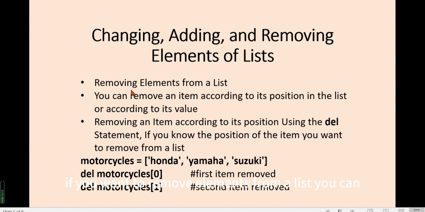If you want to remove elements from a list, you can remove an item according to its position in the list or according to its value. If you want to remove an item according to its position, you know the position, then you can use the del statement. For example, motorcycles has 3 items. Then we use del motorcycles 0, then the first item is removed. Or we can use del motorcycles 1, then the second item is removed.